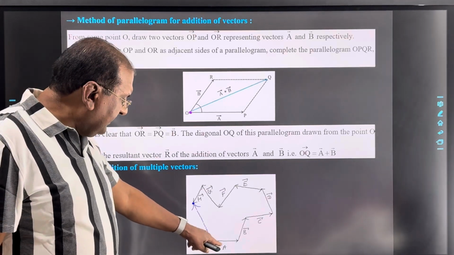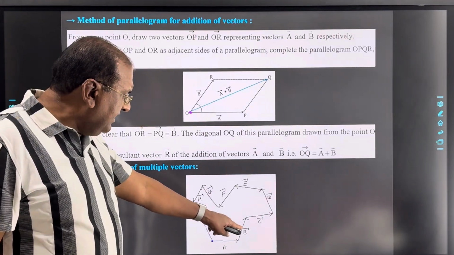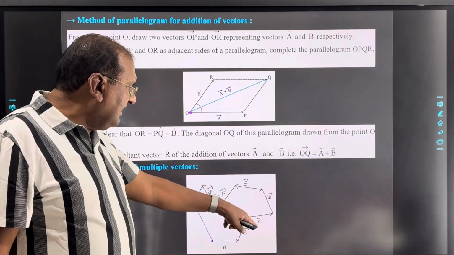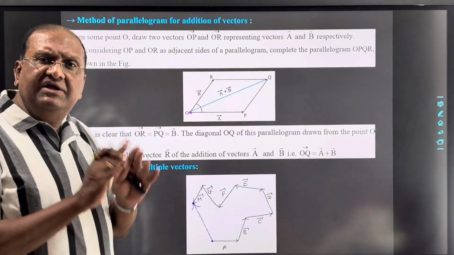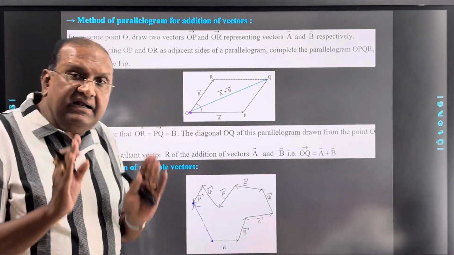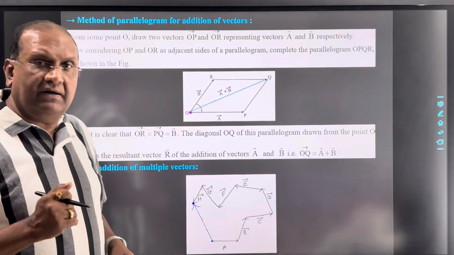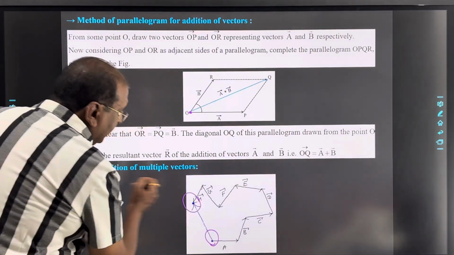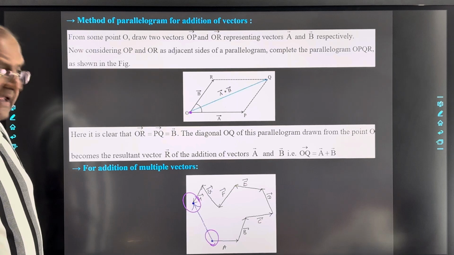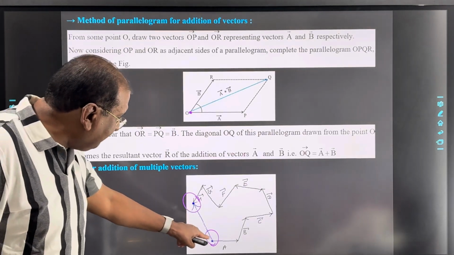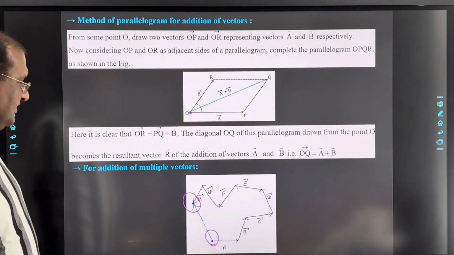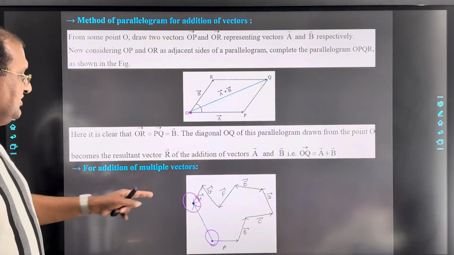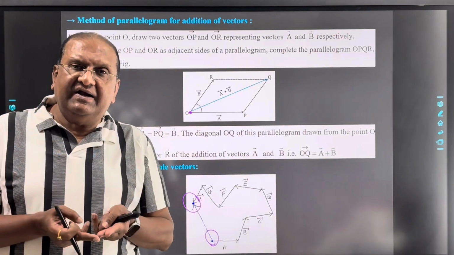See, this is vector A. From the head of it, vector B. From the head of it, vector C. Then from the head of it, vector D. In this way, arrange all the vectors, and then prepare a vector joining the tail of the first one to the head of the last one. And this particular vector joining the tail of the first one and head of the last one will give you the summation of all these vectors.